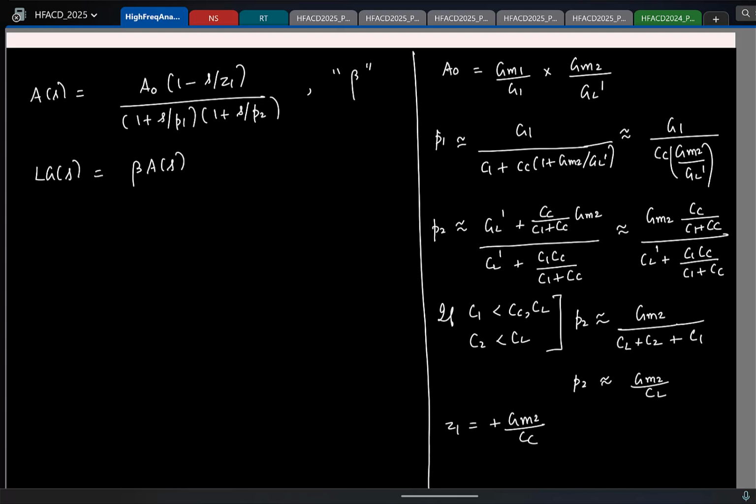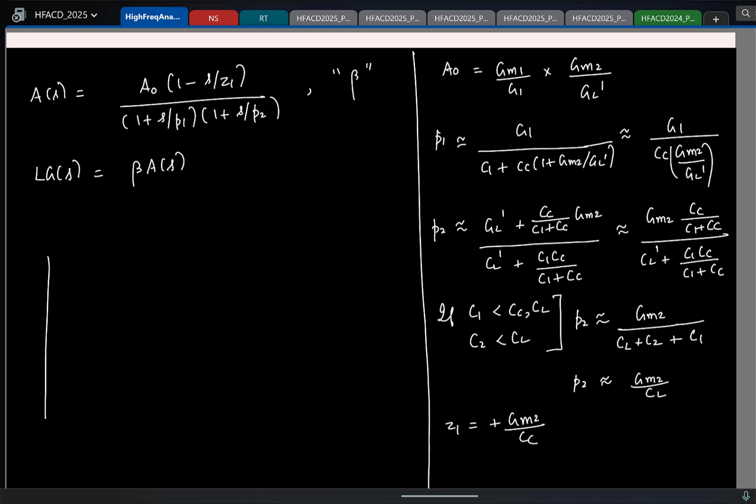To find the unity loop gain frequency, you substitute S as j omega, put the magnitude, equate it to 1. So once again you will get a long equation. That's not going to yield you anything. Let's see how we can practically get a useful result.